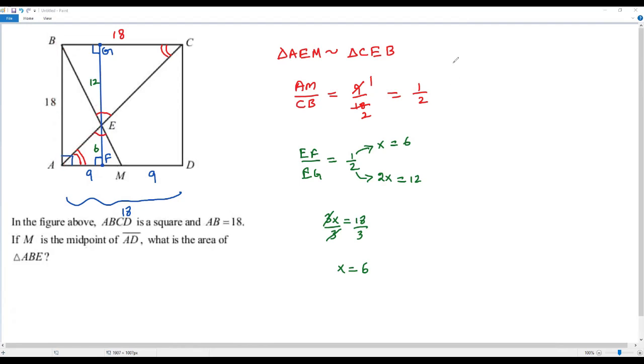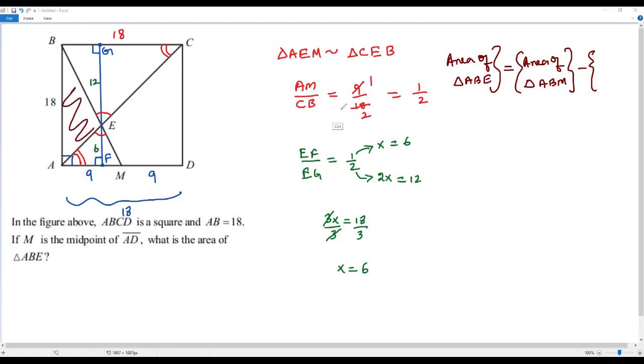Now let me write it out. That is, area of triangle ABE equals, first let me write the area of this right triangle ABM over here. So that is area of triangle ABM. From this area, I am going to subtract the area of this smaller triangle AEM, so that I'll get the area of this triangle ABE, as I said earlier. Now let me write the area of triangle AEM over here.